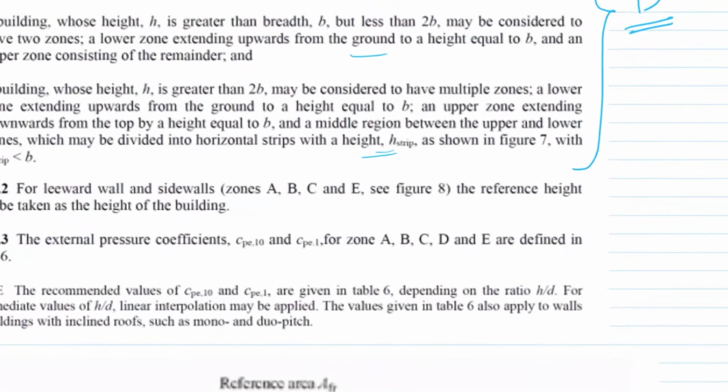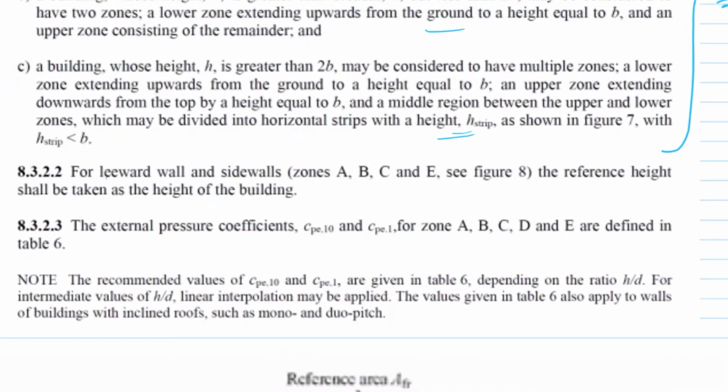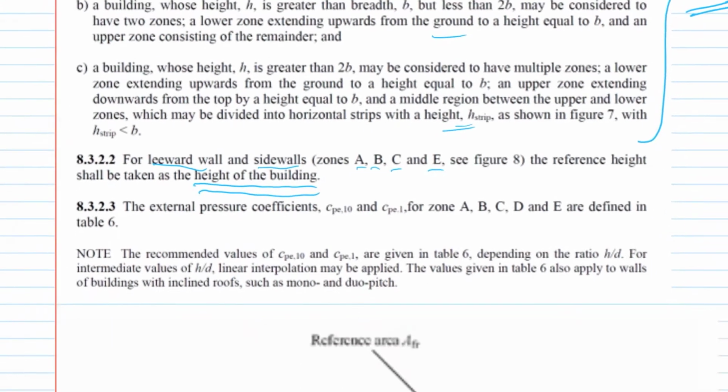For everything else, for leeward wall and side walls, A, B, C, and E, see figure 8, the reference height shall be taken as the height of the building. Use the total height for everything else. And so now, once you have that information, you can then go on to our next session where we look at how to apply these pressures, convert a pressure of 1.2 kPa on the different sections now to the zones A, B, C, and D all the way around your building.